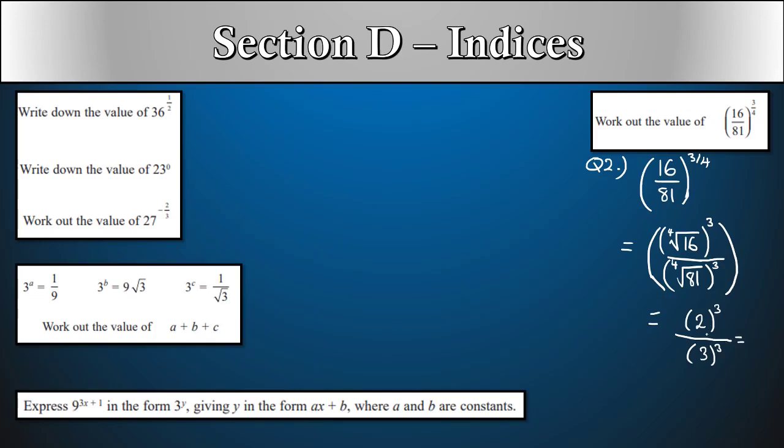So simply, all I need to do here is cube each of these numbers. So 2 cubed is 8, and then 3 cubed is 27. So our final answer is 8 over 27 for that one.